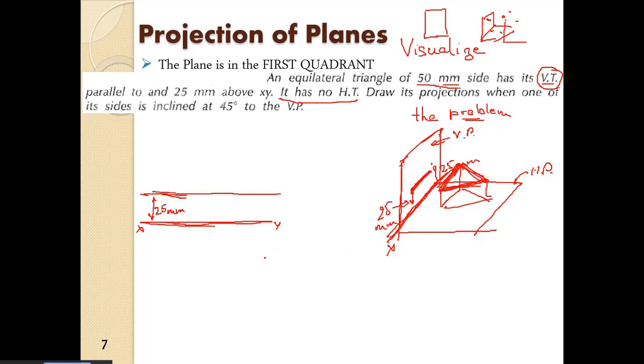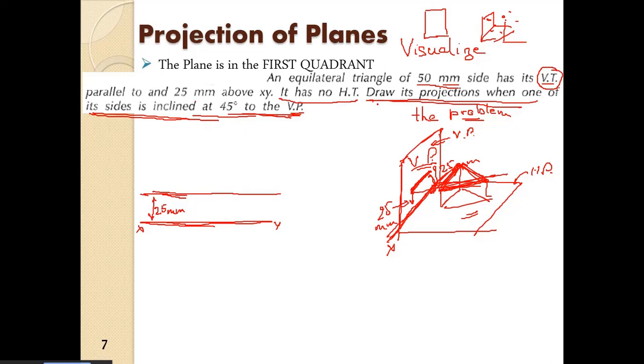So it is parallel to the horizontal plane, that we know. Now draw its projection when one of its sides is inclined at 45 degree to the vertical plane. Again, it is given. So that means one of the sides is inclined at 45 degree. So we consider, suppose, this side. So that side is inclined at an angle 45 degree to the vertical plane, sorry.